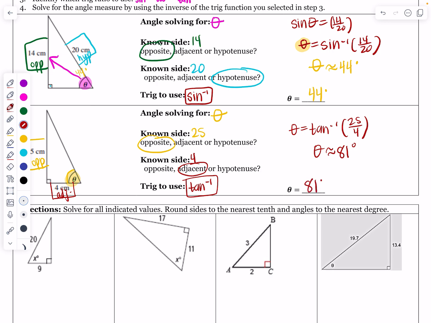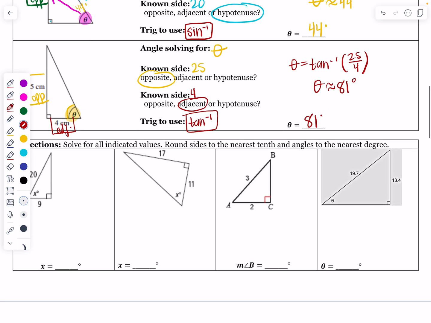So the other acute angle would be about 9 degrees. Okay, and that does look really close to a right angle, just the way that it's drawn. I know that we don't always rely on that, but we do want to make sure our answers make sense.